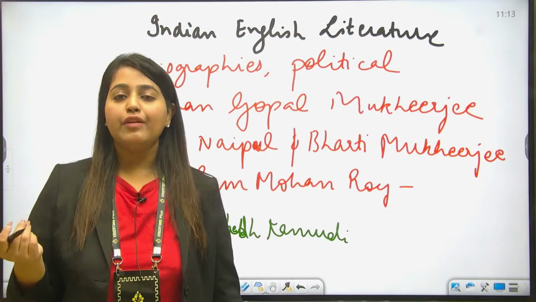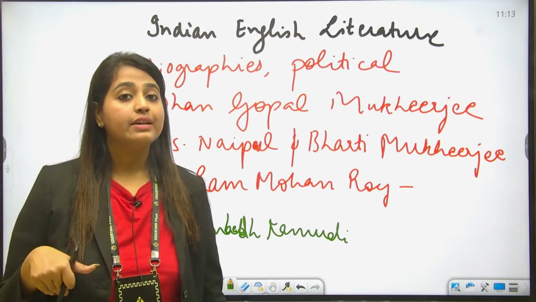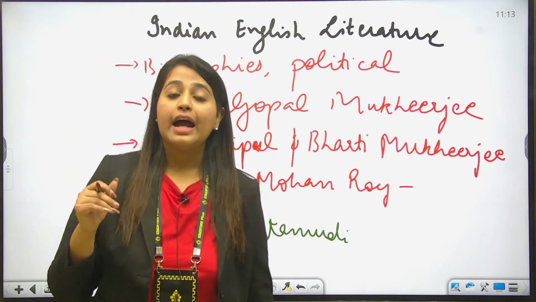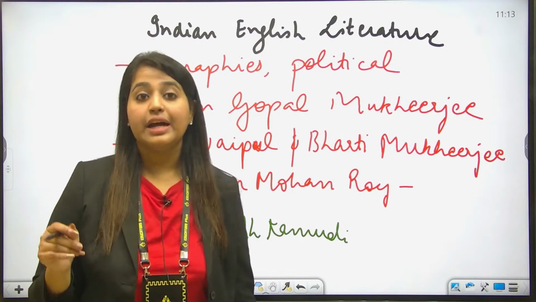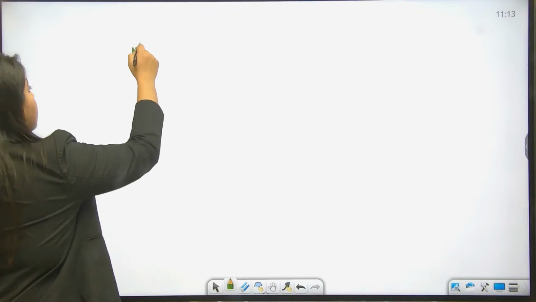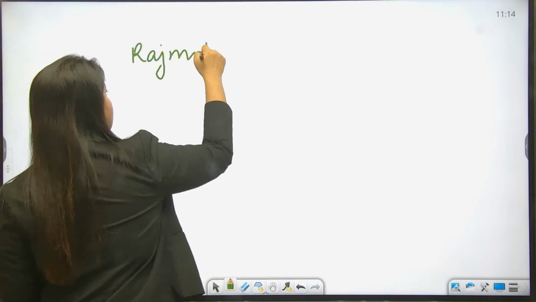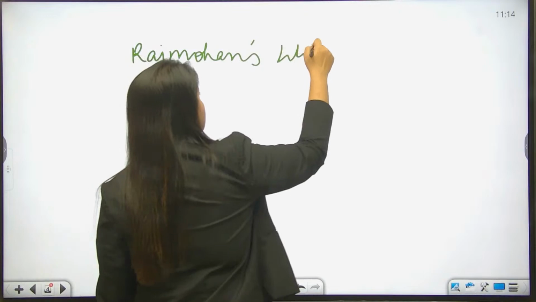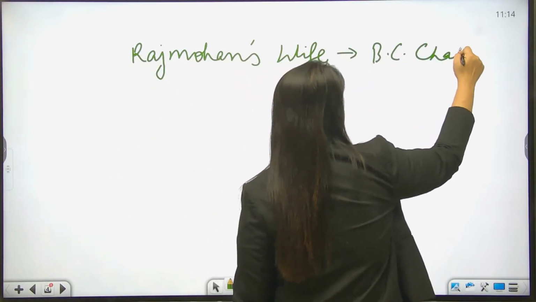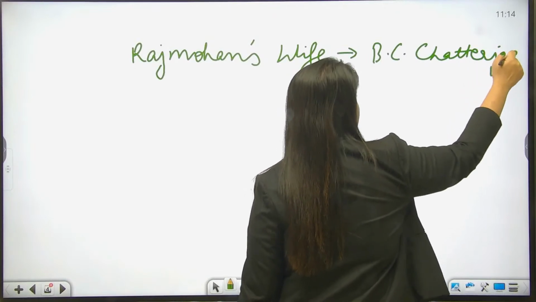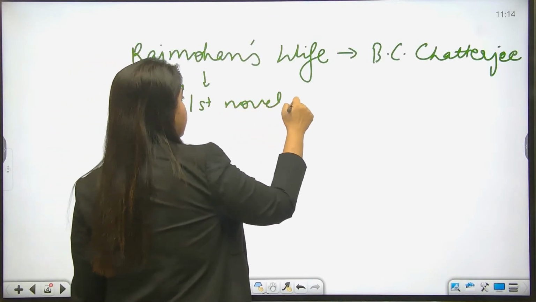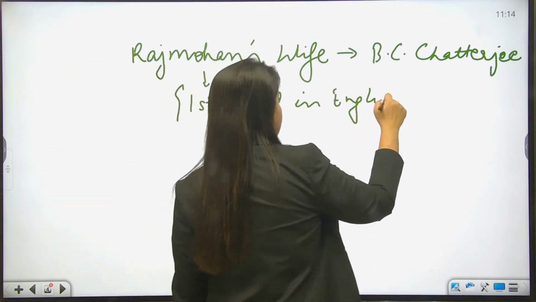Okay. Now, after Raja Ram Mohan Roy, the other writer who came into existence was B.C. Chatterjee. And he published the first novel in English, that is Raj Mohan's Wife. ठीक है. Raj Mohan's Wife was published by B.C. Chatterjee, and it is the first novel in English that was published.